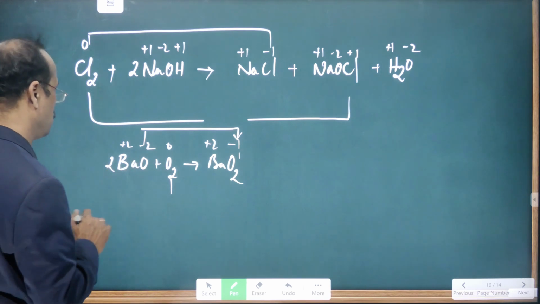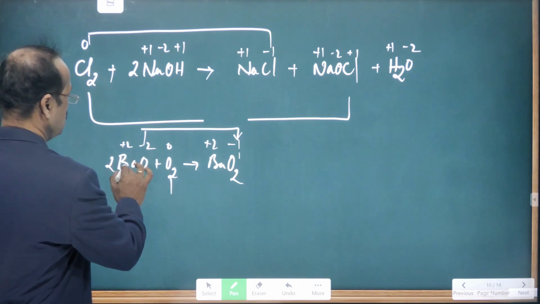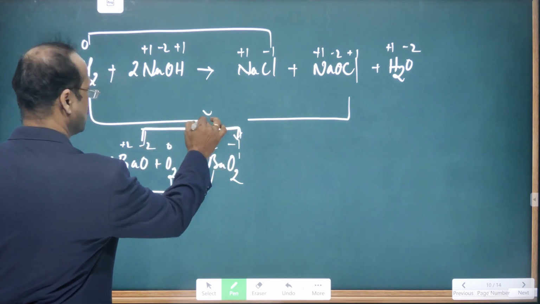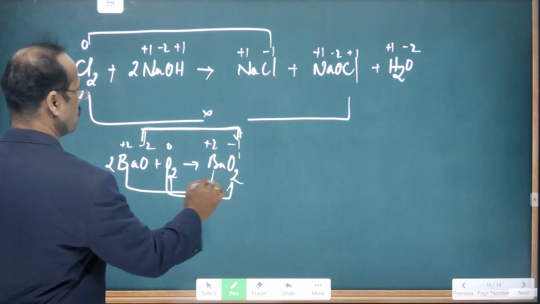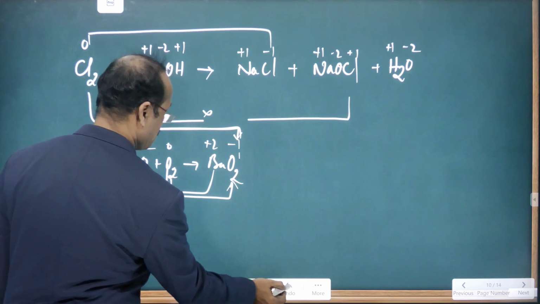Yeah, it's +2 only. No change about that. So barium is +2, +2, no change. Oxygen is -2 to -1, increased. And 0 to -1 also. Sorry, -2 to -1 is increased, right? Okay, once again we'll check.